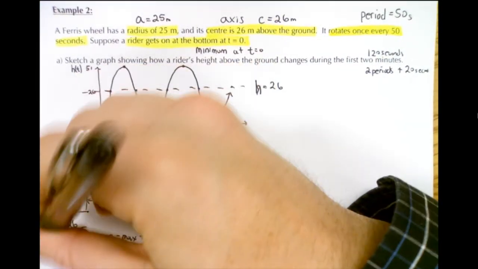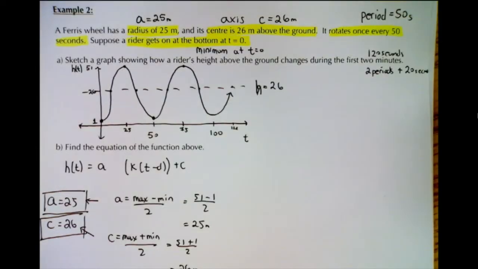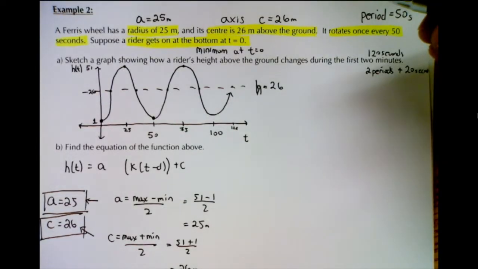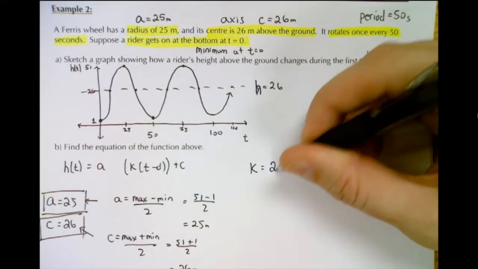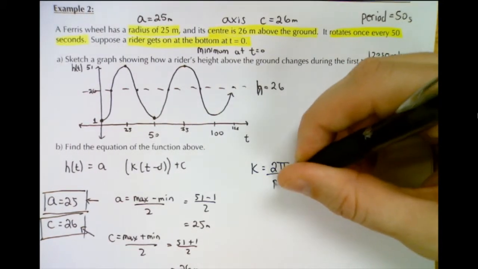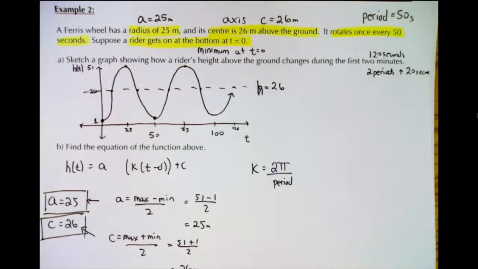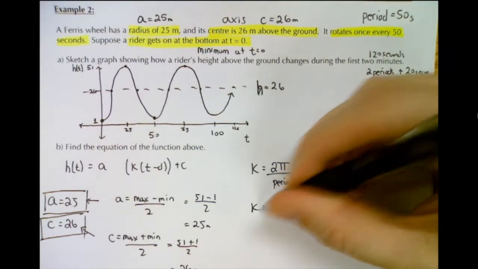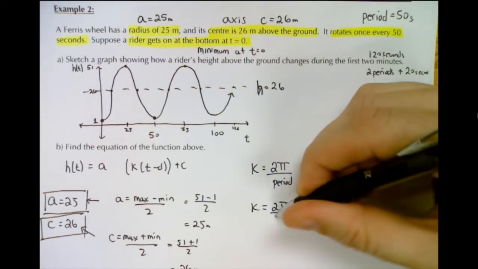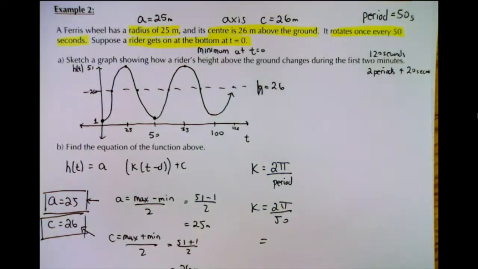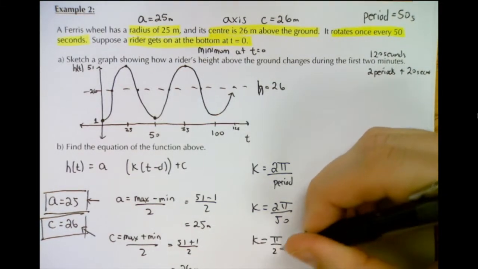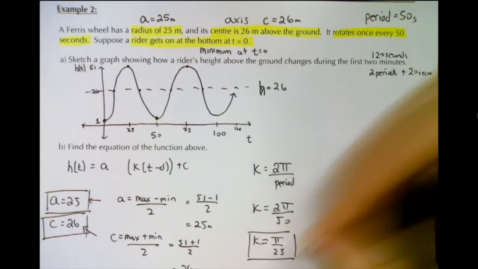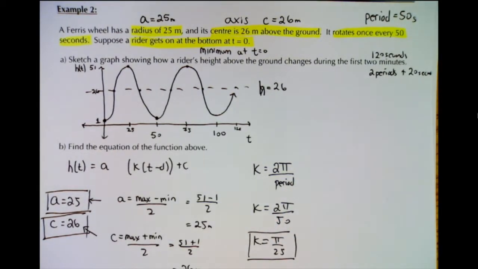So we got A and we got C. We can plug those into our equations. To find K, we need to use our little mini equation. K is 2 pi over the period. We know the period's 50 seconds, so K is 2 pi over 50. And if we reduce that, we get a K of pi over 25. Now we've got A, C, and K. The last piece we need is D.